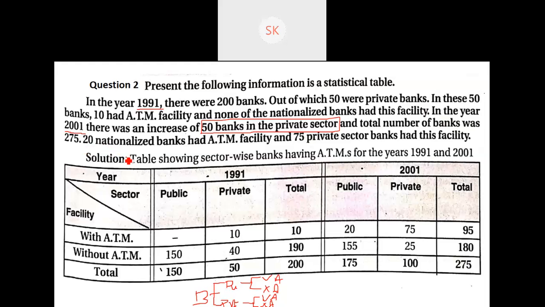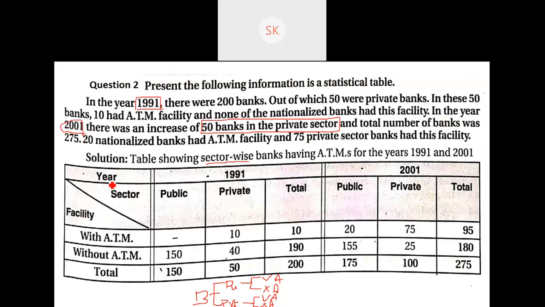Now we have all the data. Let's quickly draw the table. Now this table is talking about ATM facility, and ATM facility is sector wise. Sector means private sector, public sector. Okay, so table showing sector wise banks having ATMs for the year 1991 and 2001. Specifically data is given for 1991 and 2001.